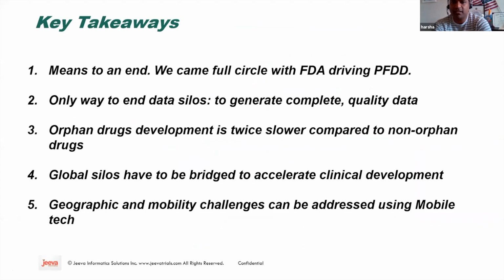And the only way to end data silos is to work closely with the scientists and researchers to ensure data is generated in a complete and quality conscious manner, not as an afterthought, but more of a forethought. And orphan drug development is twice as slow. Global silos have to be bridged to accelerate clinical development in rare disease. Geographic and mobility challenges can be addressed using digital health and not so much AI, although you can bring in Alexa and other voice recognition AI-based methods or natural language processing methods. So there are a lot of opportunities where AI can be applied in practical ways, but with cautiously choosing and selecting the technology with the patient-focused drug development paradigm at the center.